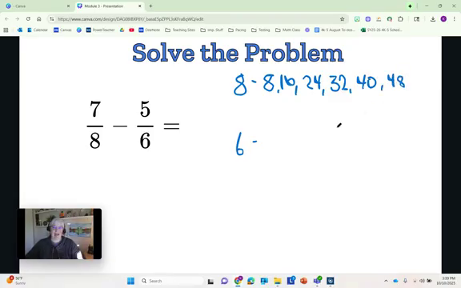All right, let's see if we have a number that is the same when we do our multiples of 6. 6 times 1 is 6. 6 times 2 is 12. 6 times 3 is 18. 6 times 4 is 24.